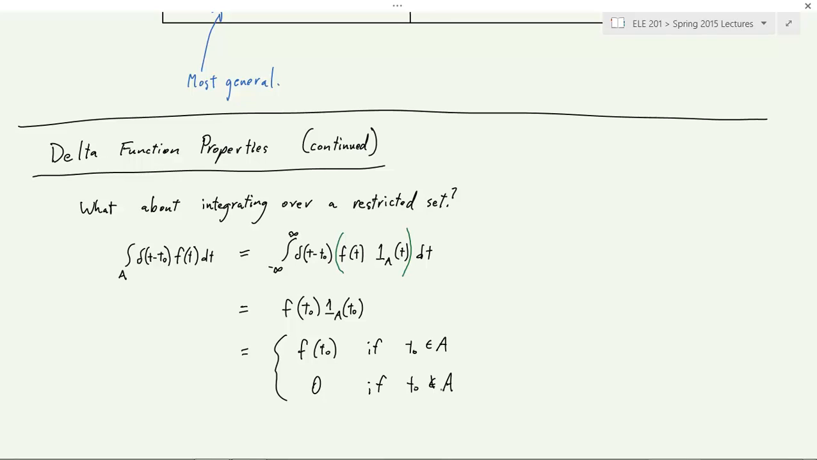Of course, it's undefined if t naught lands right on the boundary of A, because we had a condition for shifting that the function had to be continuous at t naught. And notice that this function would be discontinuous at t naught if that was the boundary of the indicator function.